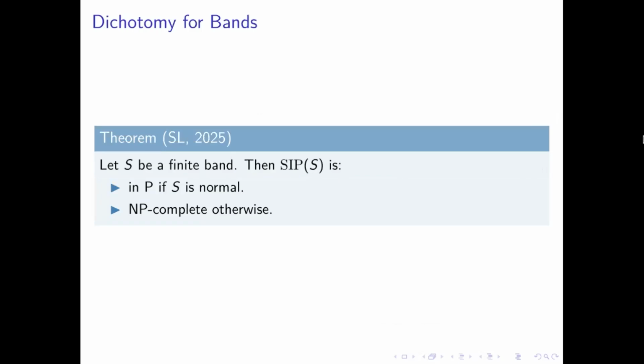One of the main results for this talk is the dichotomy for bands. Let S be a finite band. Then SIP is in P if S is normal, and NP-complete otherwise. I'm going to quickly give a proof sketch for both cases. But first we're going to talk about why SIP is in P if S is normal.